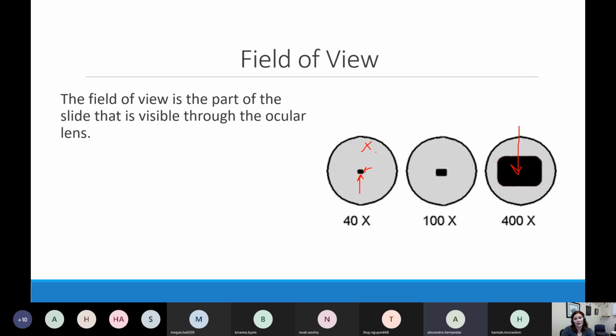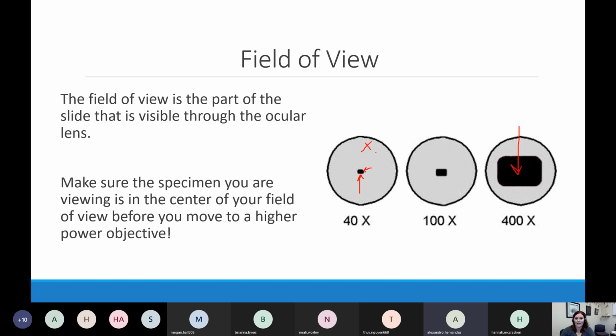If you're more interested in the gray stuff, it doesn't matter. Go over somewhere in the gray stuff. But when we start working with those slides next week, whatever you're looking for, that kind of tissue, that structure, make sure that's in the center of your field of view. Because all you're going to see when you go up in magnification is that stuff in the very center.